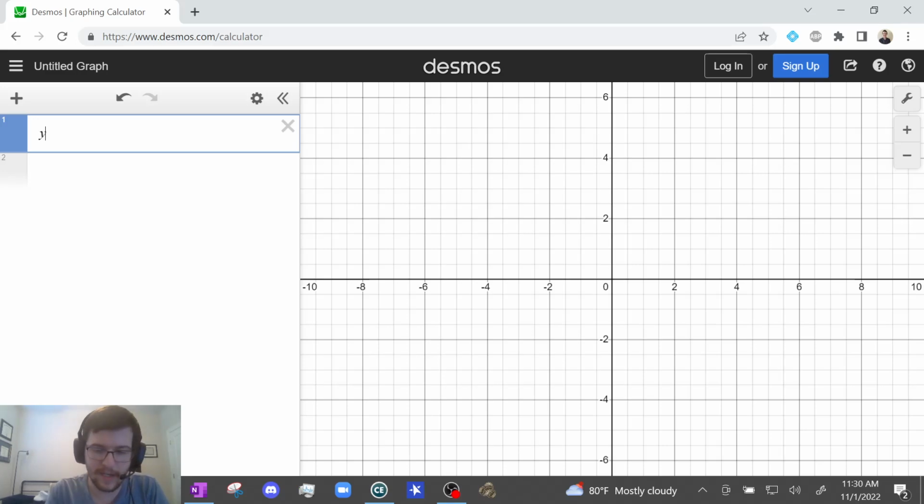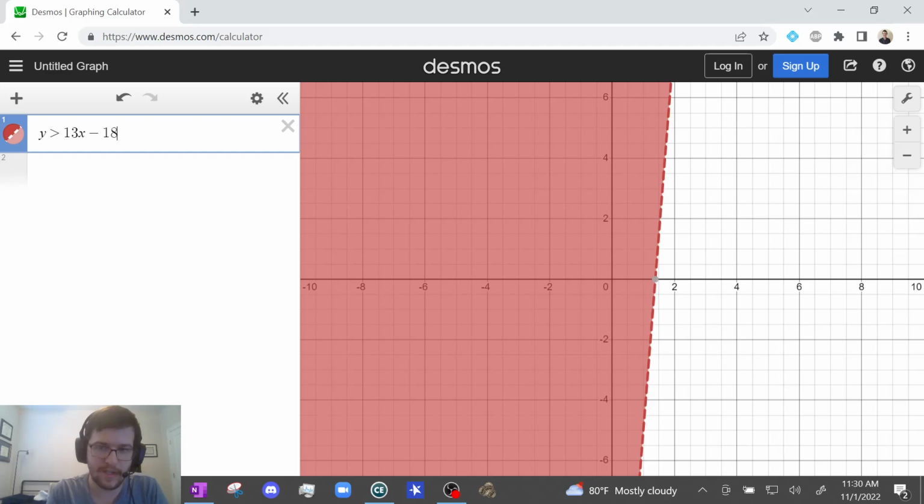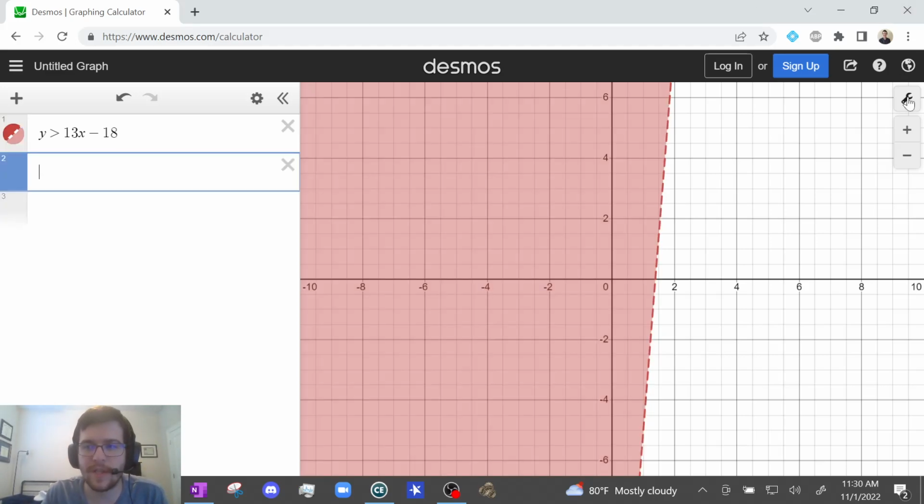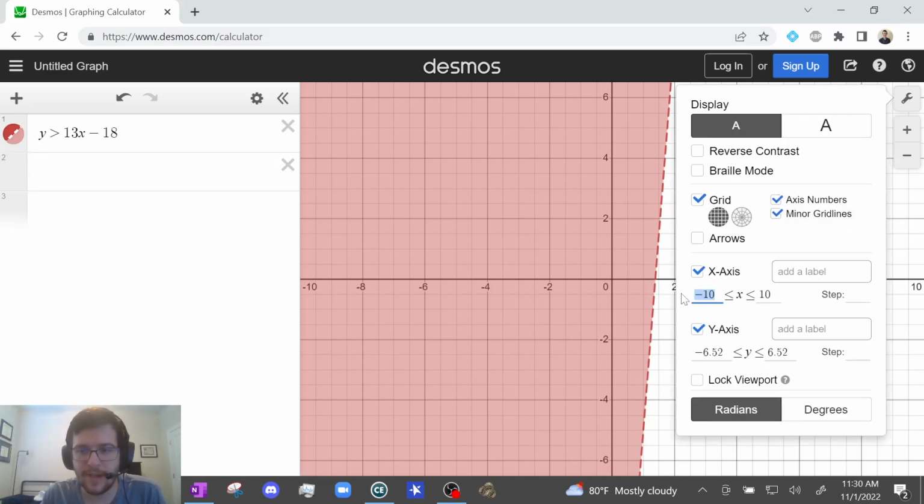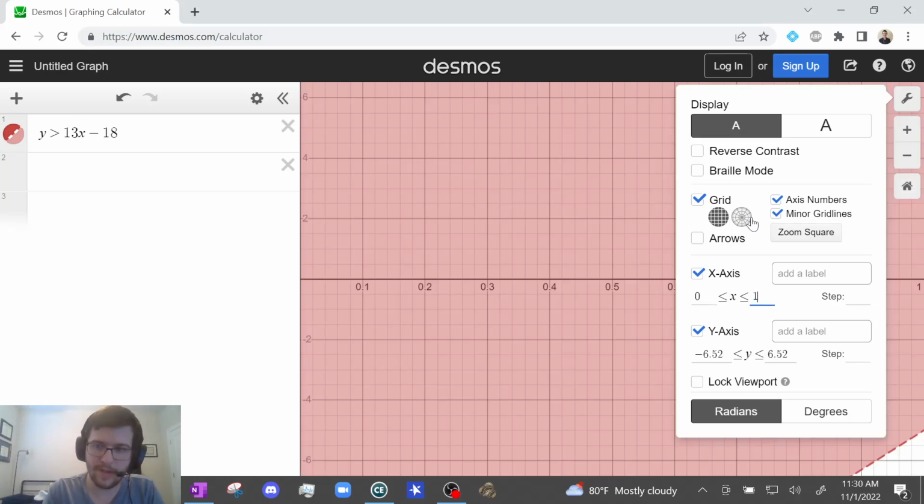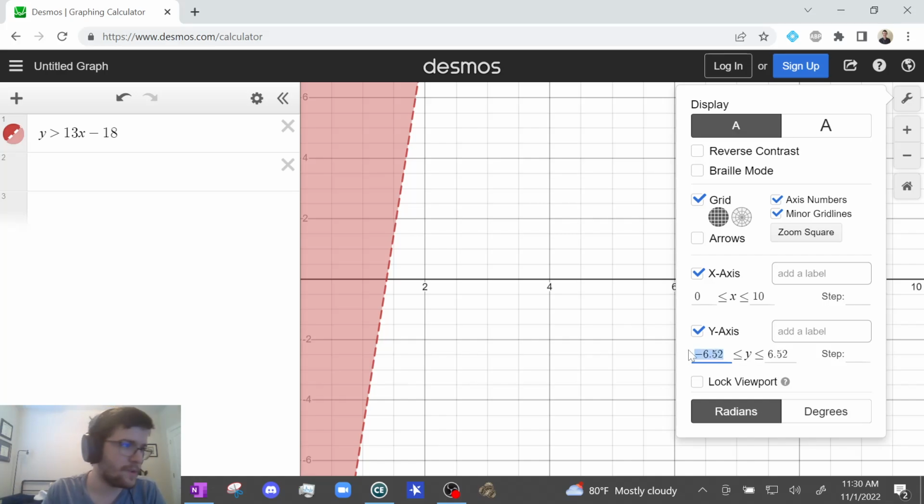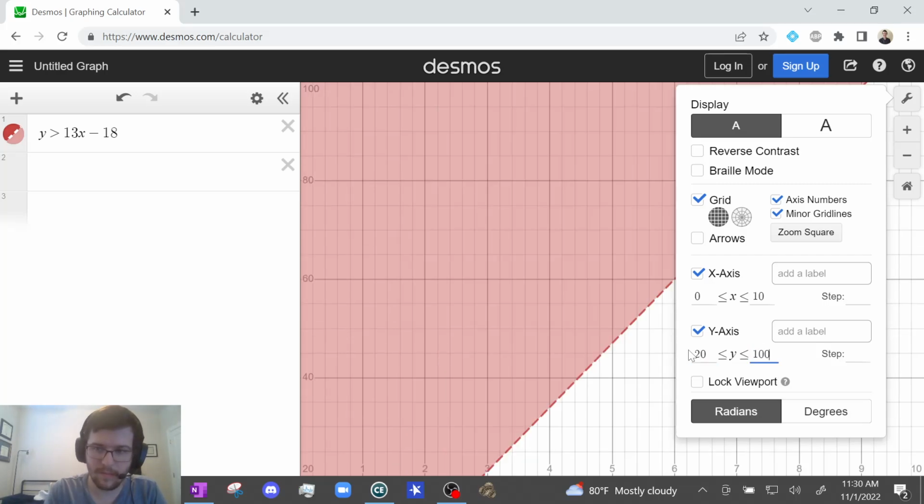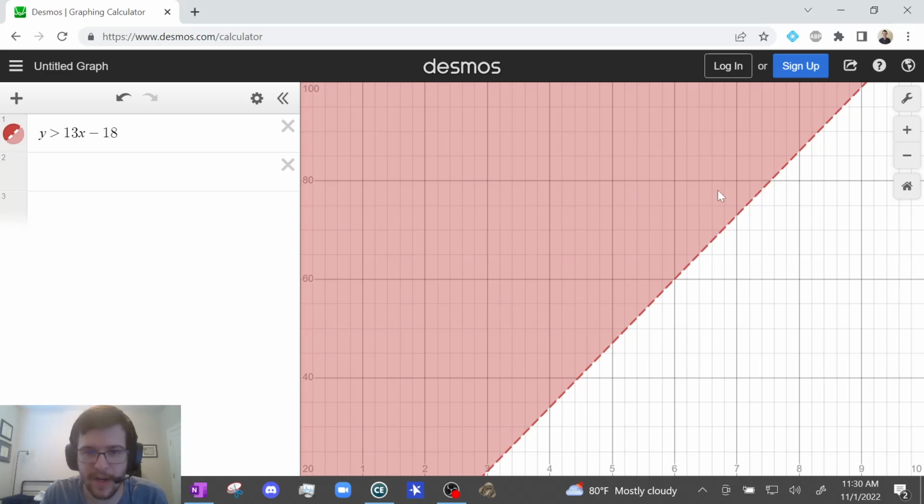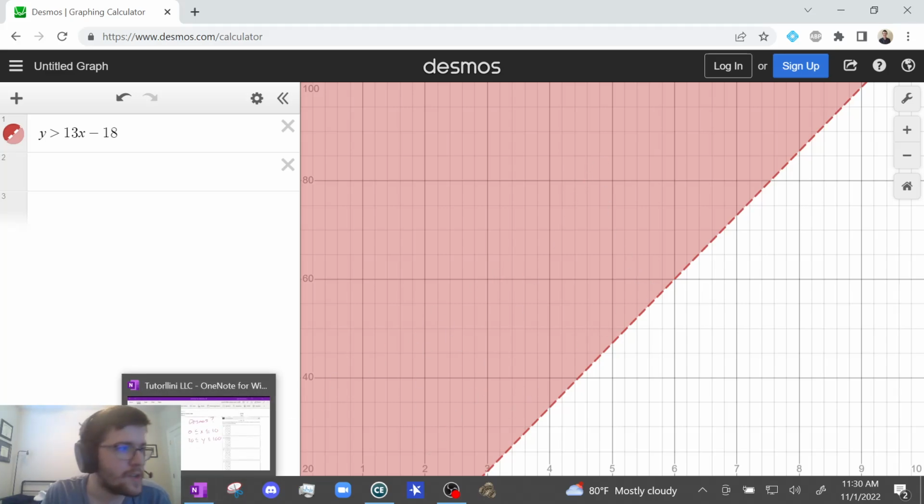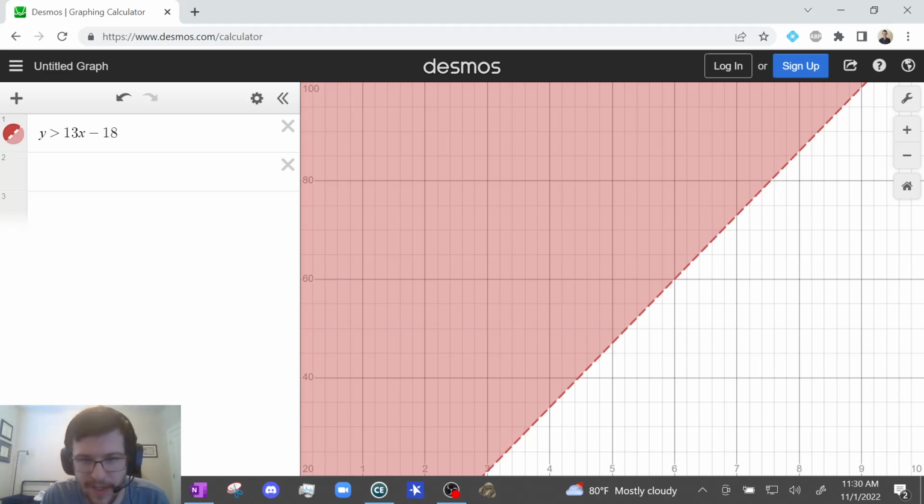So I'll show you guys how to do that. So first we're going to type in y is greater than 13x minus 18. Then you go over to this little graph settings, and we're going to set 0 to 10. We're going to set the y values 20 to 100. Okay, so I'm not going to zoom in or anything. This looks really good. And now you can kind of just visually inspect. So, okay, so the first one has 3 comma 21. Let's look at 3 comma 21. I'm not really sure. Where's that? Let me plot it.